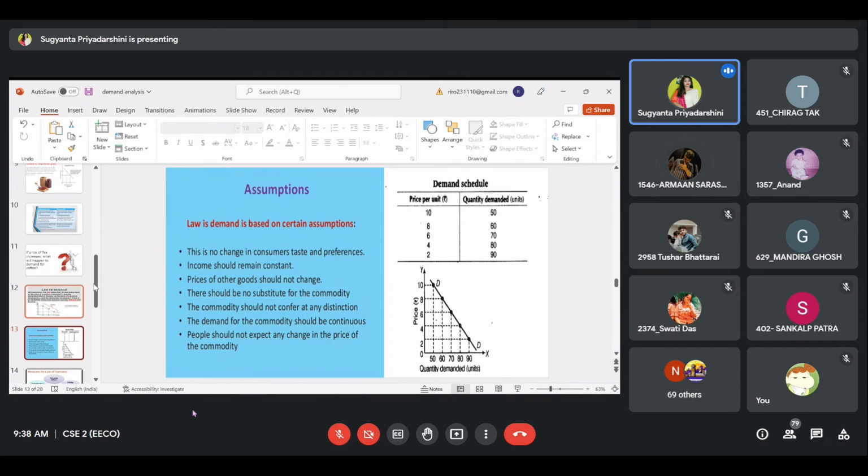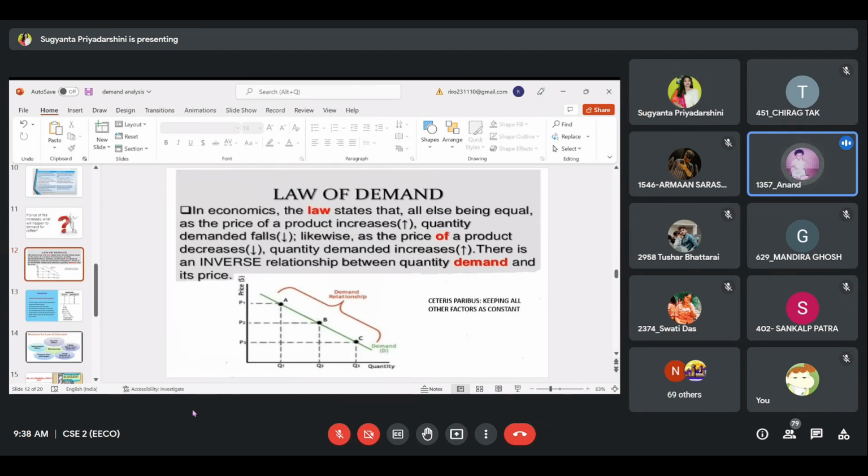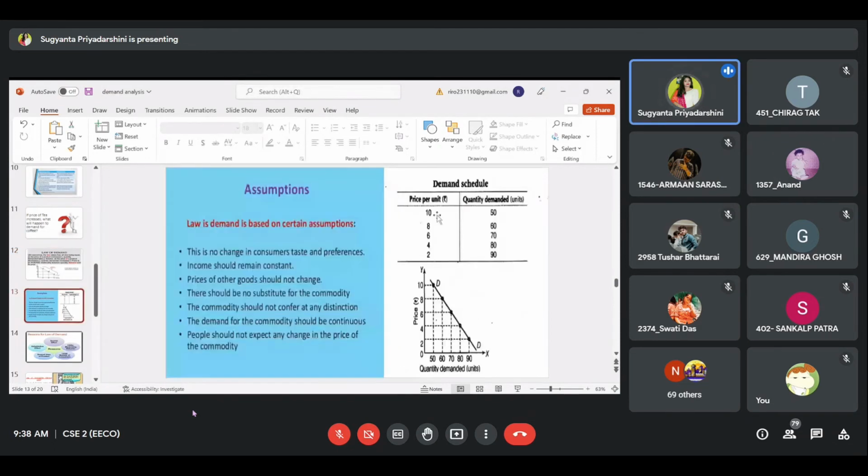Yes, ma'am. Okay. Can you say that again, ma'am? The last thing you said about the chart. See here, price is falling and quantity demanded is increasing. You can reverse it. You can make it like 2, 4, 6, 8, 10, and here the quantity demanded will be reversed. When your price is falling, quantity will increase. When your price is increasing, quantity will fall. That's the difference. Understood now? Yes, ma'am. Okay, perfect.